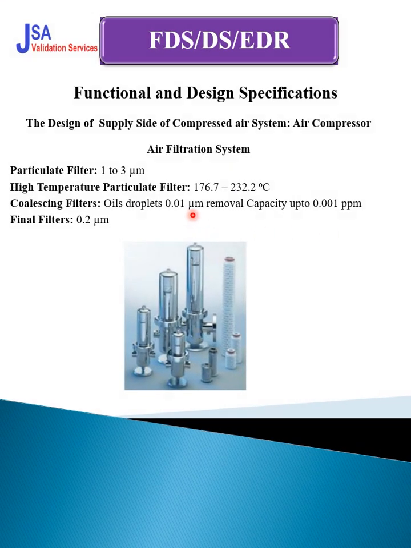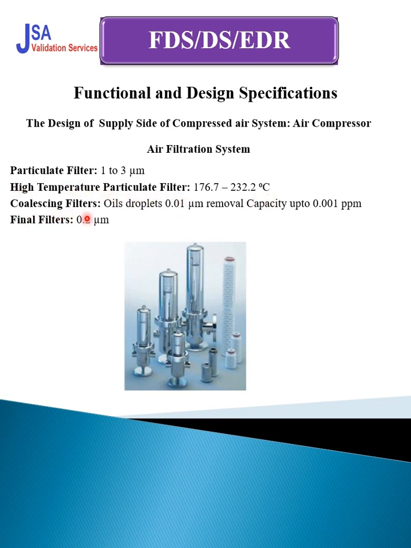To remove the dust, oil droplets or water from the compressed air system, we use a 1 to 3 micron particulate filter. The high temperature particulate filter is used for 176.7 to 232.2 degrees Celsius. These are called high temperature particulate air filters.